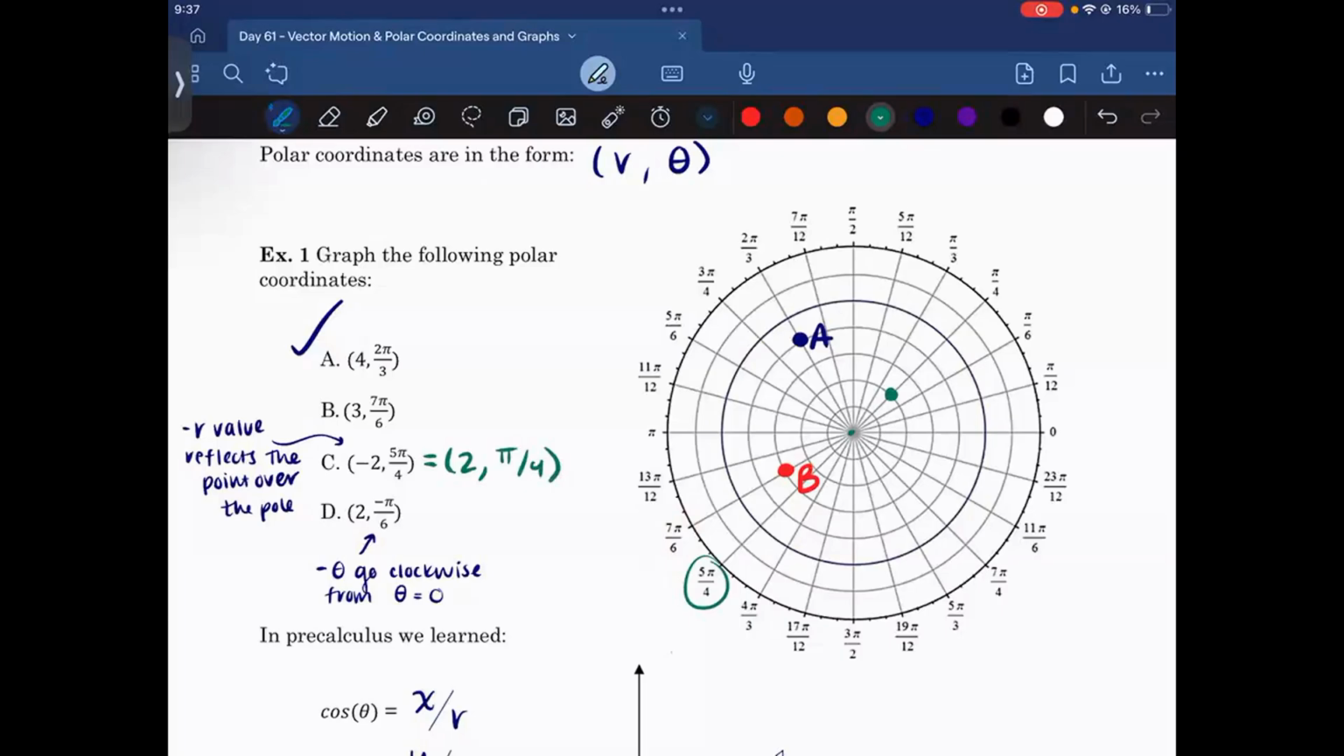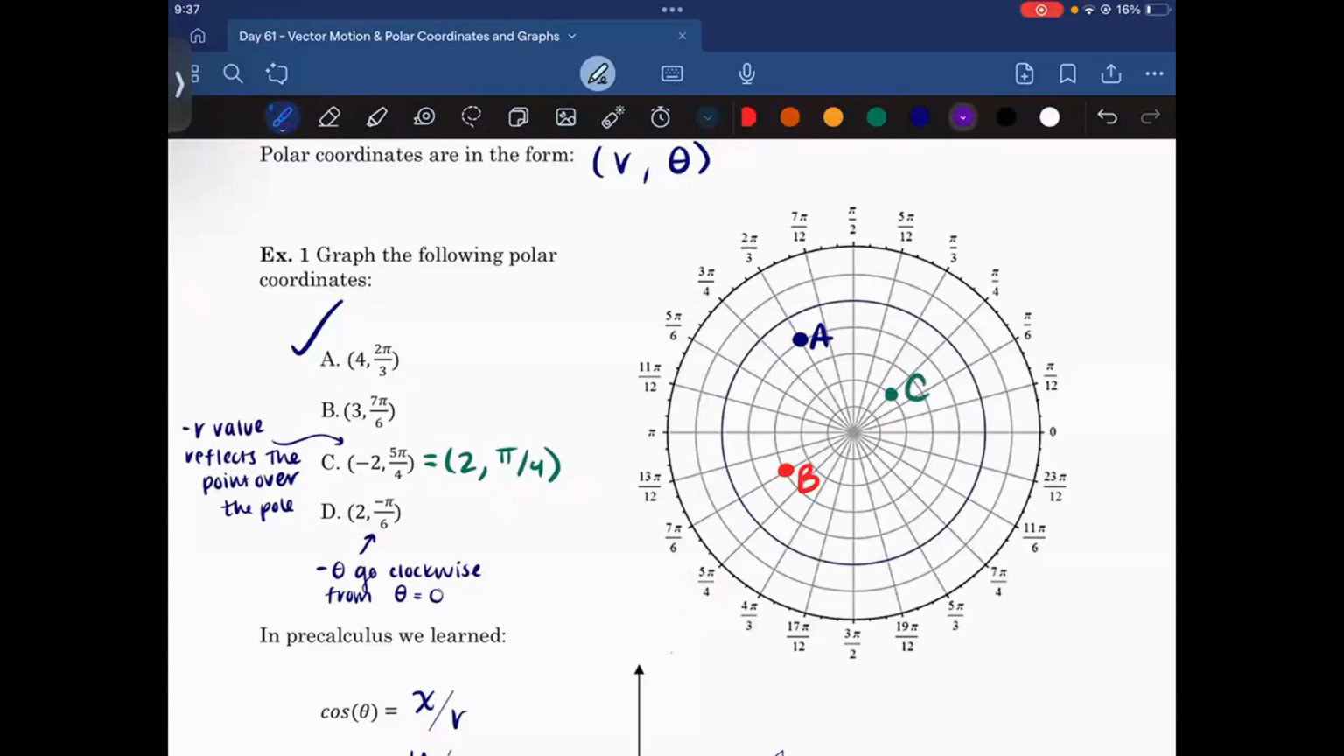So we're just kind of using, like this. So we're kind of reflecting it over that pole. So we're just going in the opposite direction. We're going away. And then our last one, I should put a C.